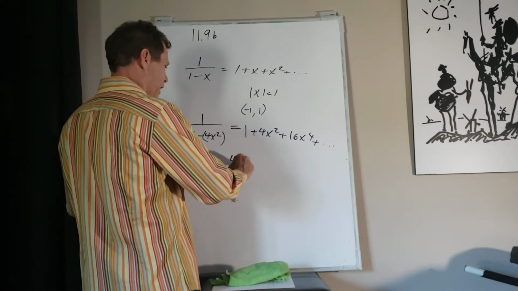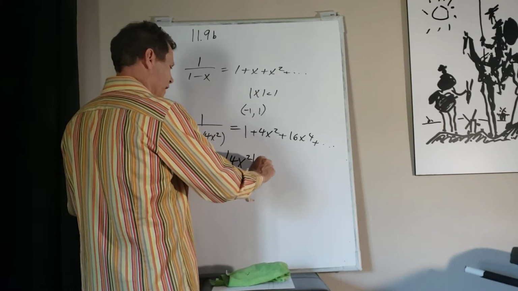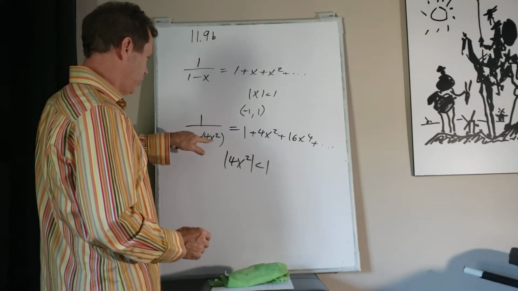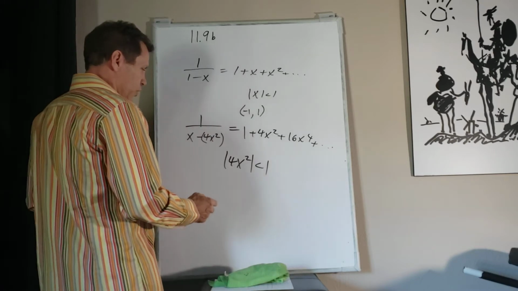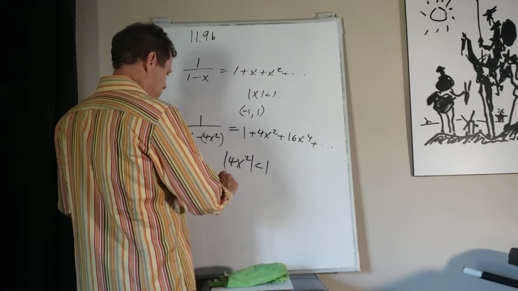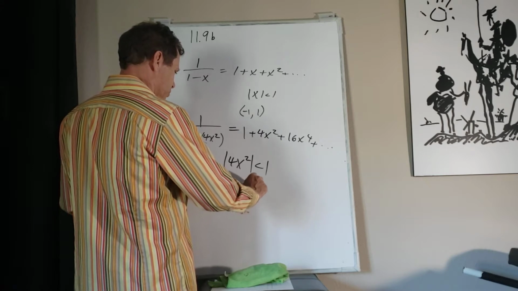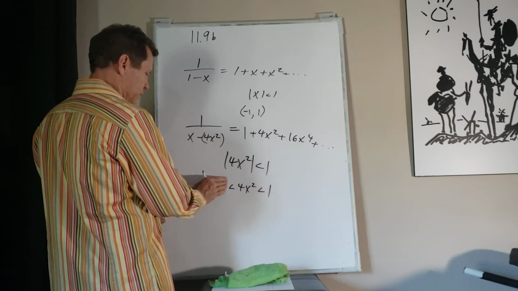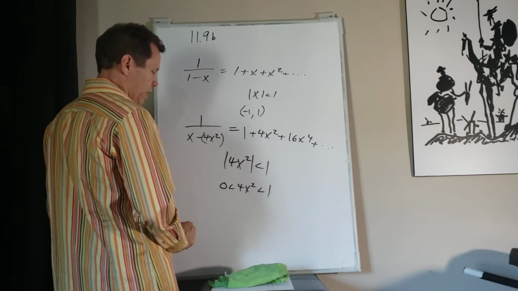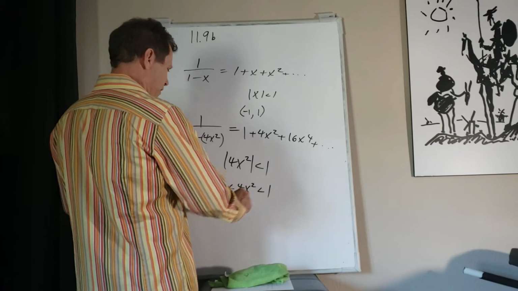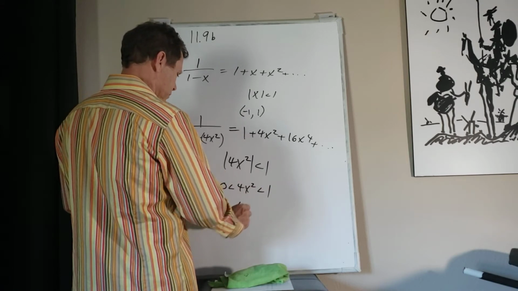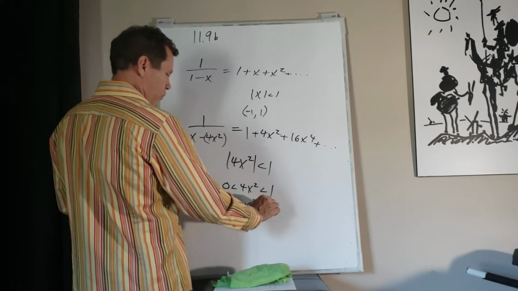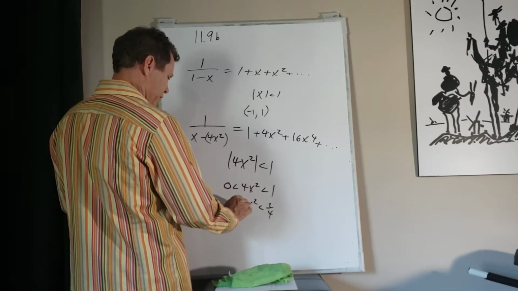Well, it says that 4x squared in absolute value has to be less than 1 for this to work, and now we're using this inside of that. So that's going to say that -1 is less than 4x squared is less than 1. Well, 4x squared is all positive, so it's always going to be bigger than 0. I'm going to divide by 4, so I've got x squared is less than 1/4 and bigger than 0.